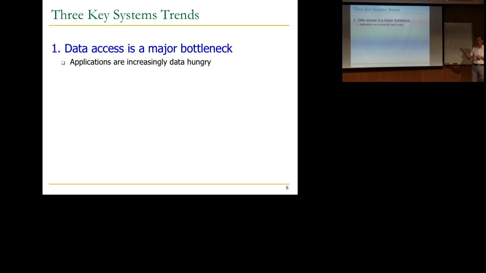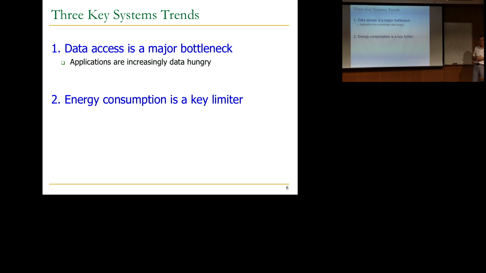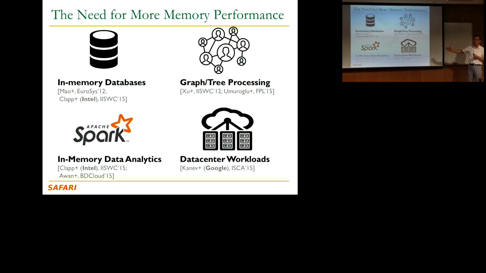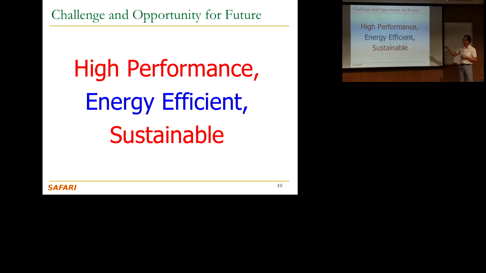Data access is a major bottleneck today. We're going to quantify it with several examples. Applications are increasingly data hungry. Energy consumption is a key limiter, and data movement energy dominates computation energy today, especially for off-chip to on-chip movement. We have applications that require more and more data, as well as its movement. So the big challenge is we want high performance, energy efficiency, and sustainability at the same time. I think sustainability is important because the power of computing is growing increasingly, especially in data centers. It's not clear if it is really sustainable to build all of these data centers and suck all of the world's power into them.